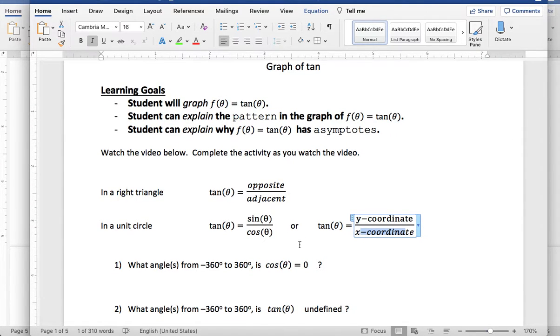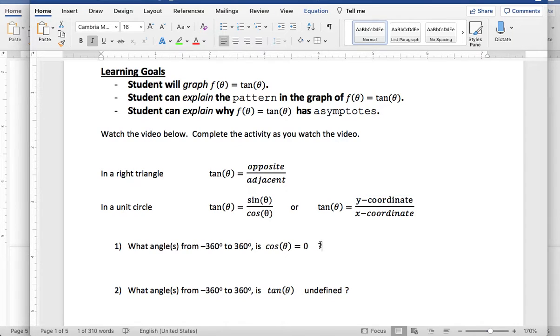I want you to think for a second. So for angles in between negative 360 degrees and positive 360 degrees, when is cosine of that angle equal to 0? If there's more than one answer in between negative 360 and positive 360 degrees, write all the answers here. Pause here, hit play when you're ready to continue.